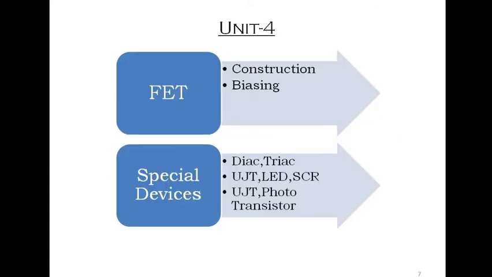Coming to the fourth unit, again it is divided into 2 categories. First one is the FET, second one is special devices. The first part deals with FET construction, different types of FET and FET biasing, and the second part consists of special devices. It talks about triac, diac, UJT, LED, SCR kind of special devices. What these devices actually are, how they function, and what their applications are, we're going to see in unit 4.